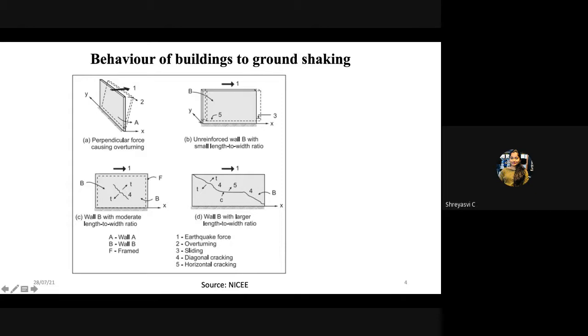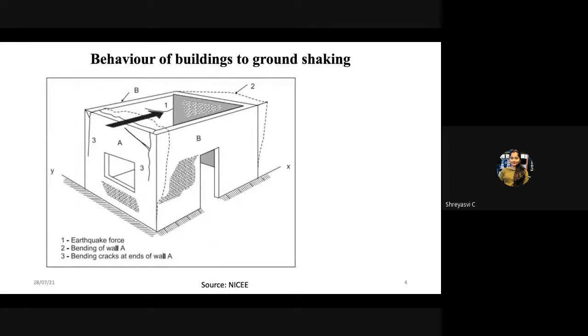So as you can see here, whenever you have a larger length to width ratio, well-developed and well-established diagonal shear cracks can be seen. Whenever it is smaller, we don't see much damage. So this is how a typical wall unit would behave.